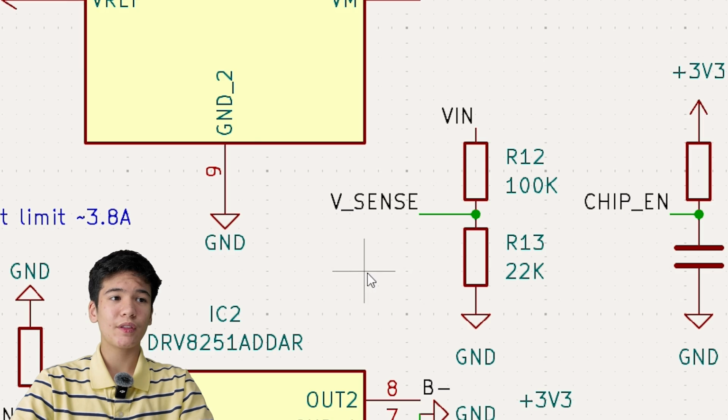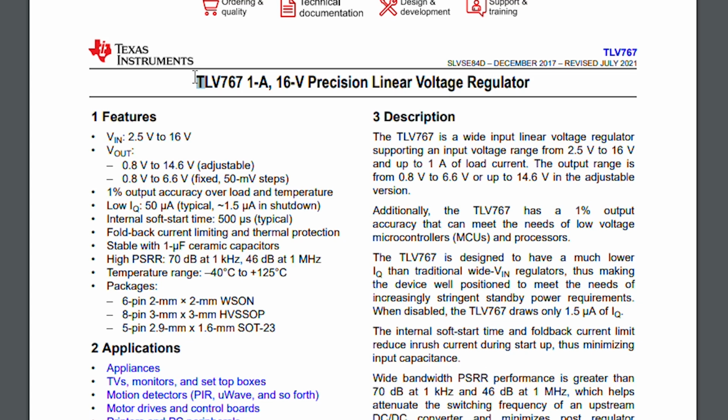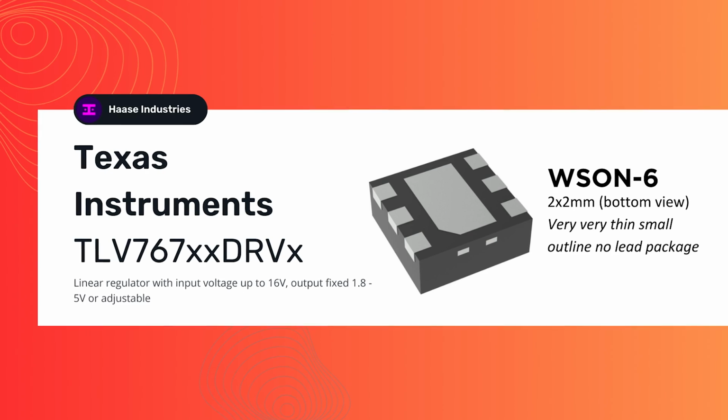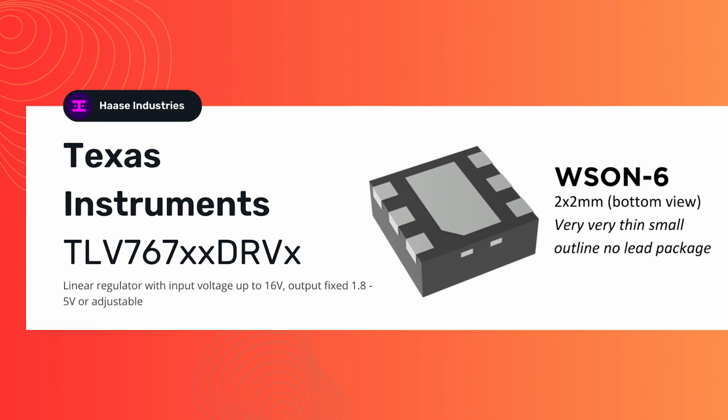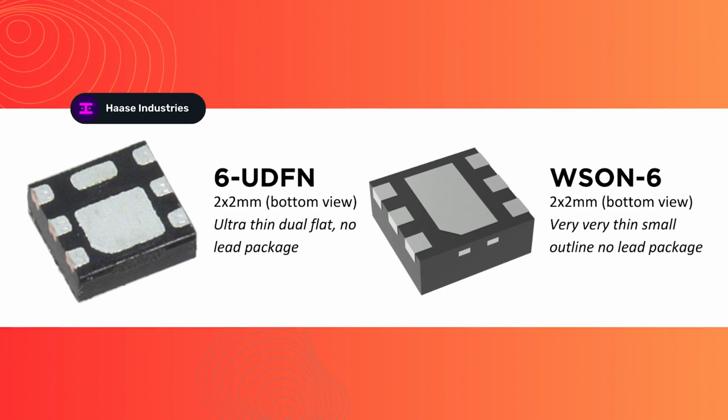As I was saying before, the second element of the load is these two linear regulators of the TLV767 series, which come in a 2x2 WSON, or very very thin, small outline no lead package, very similar to the P-channel MOSFET used on this board.